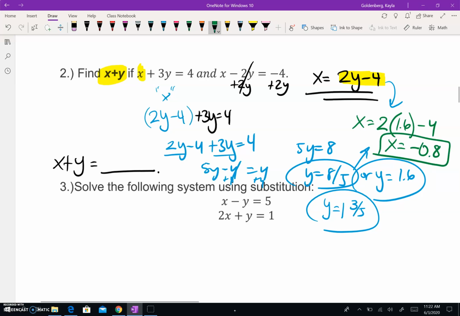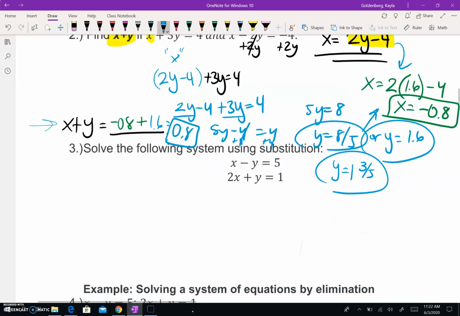Okay. But, quick reminder, look at the directions. We need to find x plus y. So negative 0.8 plus our y value, which is 1.6, is equal to a positive 0.8. So make sure that you use that suggestion because that will save you some time in the future.